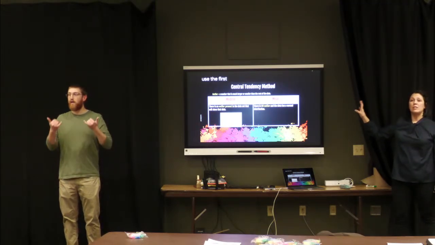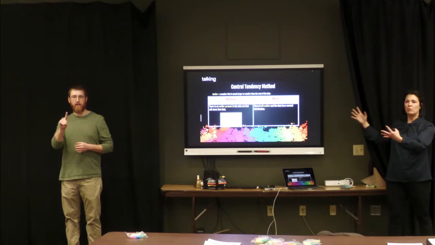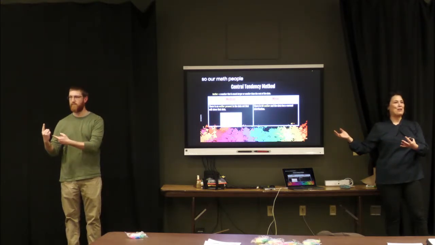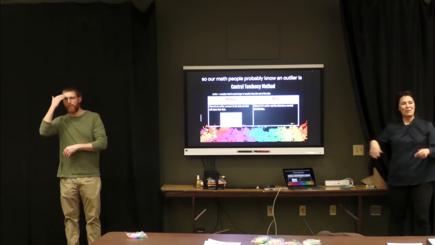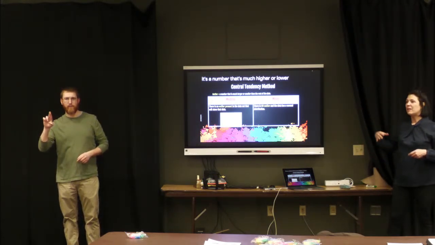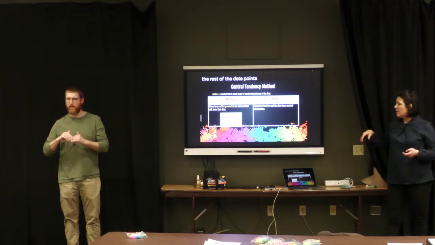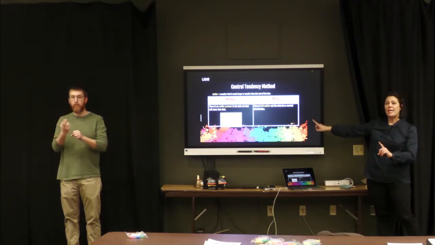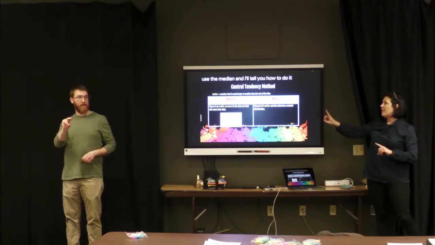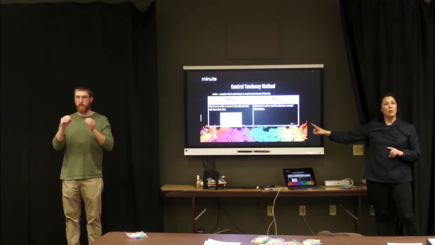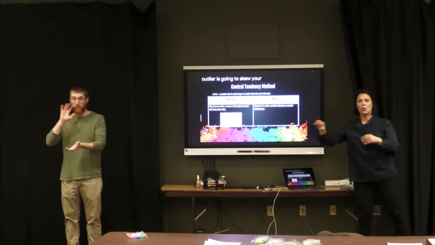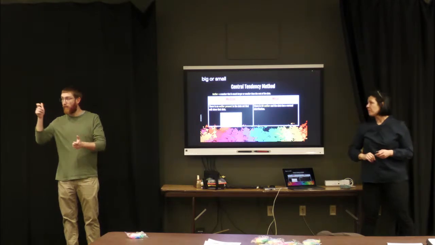The first thing we need to know when we're talking about which method is what an outlier is. So our math people probably know what an outlier is. It's a number that's much higher or lower than the rest of the data points. So we are going to use the median, and I'll tell you how to do it in a minute, if you have an outlier, because the outlier is going to skew your data towards that big or small number.